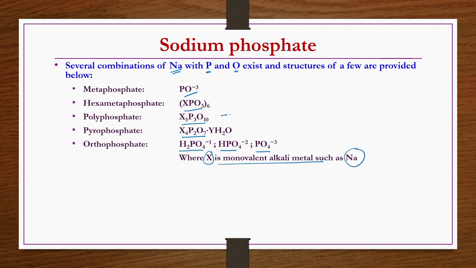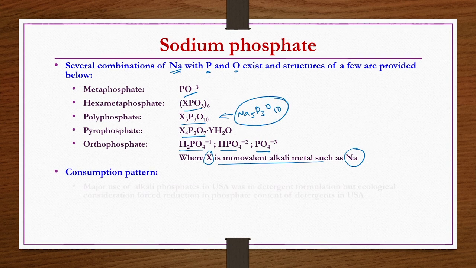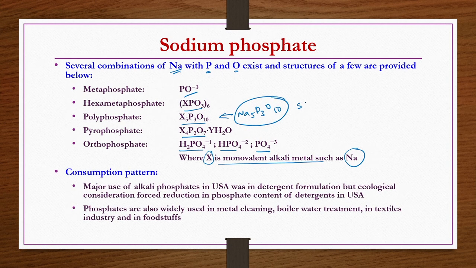Now let us say here it is Na5P3O10, which is nothing but STPP, sodium tripolyphosphate. Here also, different products are there. X stands for a monovalent alkali metal such as sodium here.